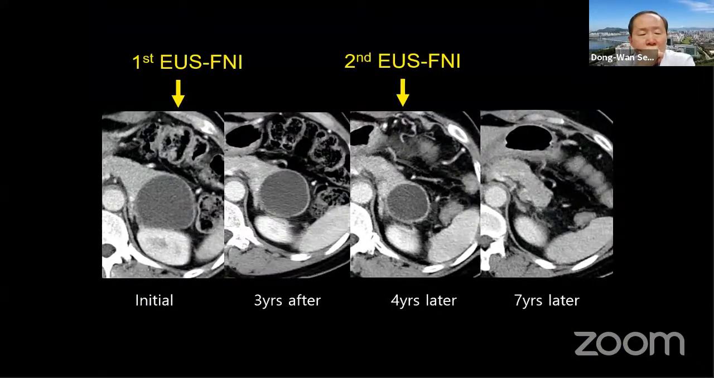This slide shows serial changes after 2 sessions of EUS-guided therapy. Initially, it was a very large cystic tumor. 3 years later, it became smaller. After the second session of therapy, it started to show size decrease again. And 7 years later, the cystic tumor had completely disappeared.